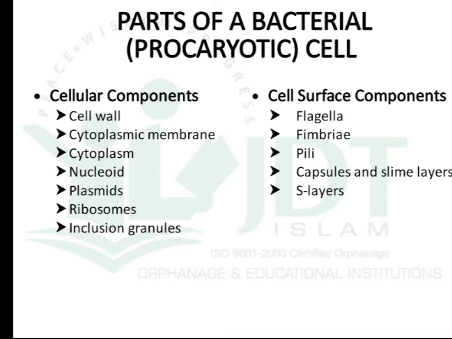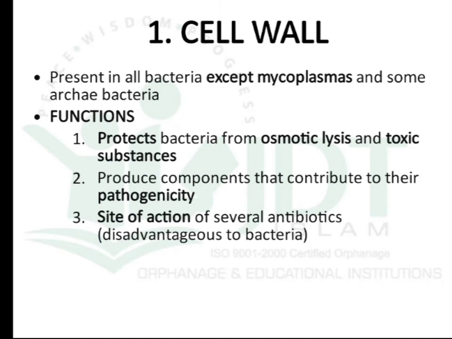So these are the different parts of bacteria. Now we will discuss in detail each part of bacteria and their role. Cell wall. The cell wall is present outside the plasma membrane and inside the capsule. The capsule is not seen in many microorganisms; only some particular microorganisms have it. The cell wall is present in all bacteria except mycoplasma. Let's see the functions of the cell wall. The primary function is to protect the bacteria from osmotic lysis as well as toxic substances. They also produce components that contribute to pathogenicity. And if we give any antibiotic or antimicrobial agent, the major site of action of many antibiotics is the cell wall. So these are the three functions of the cell wall.